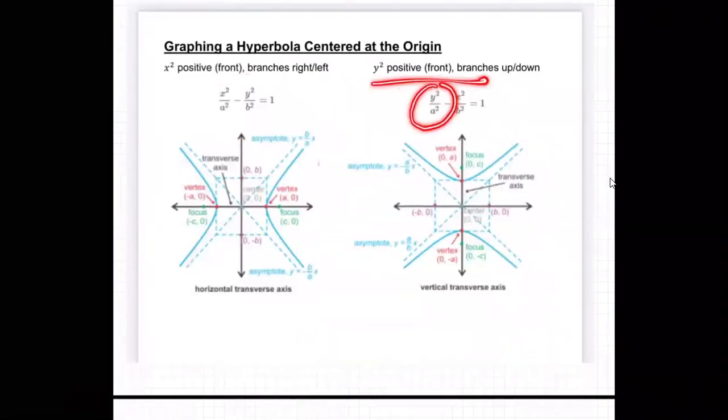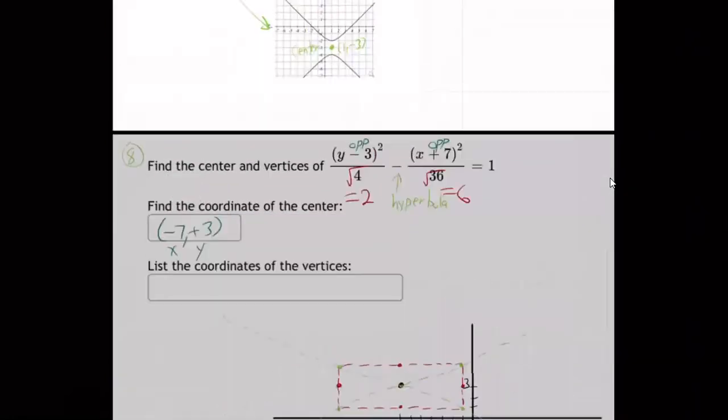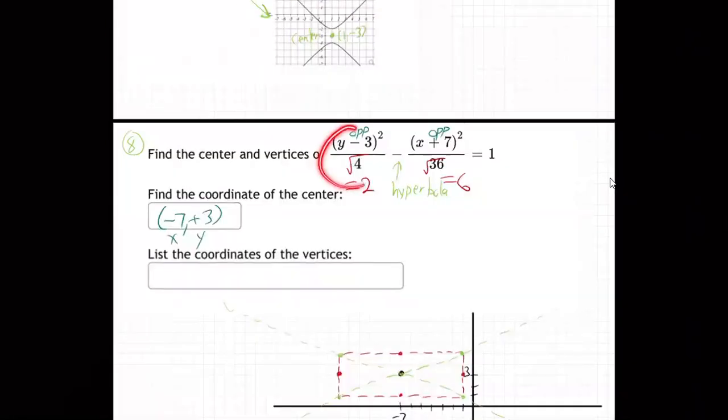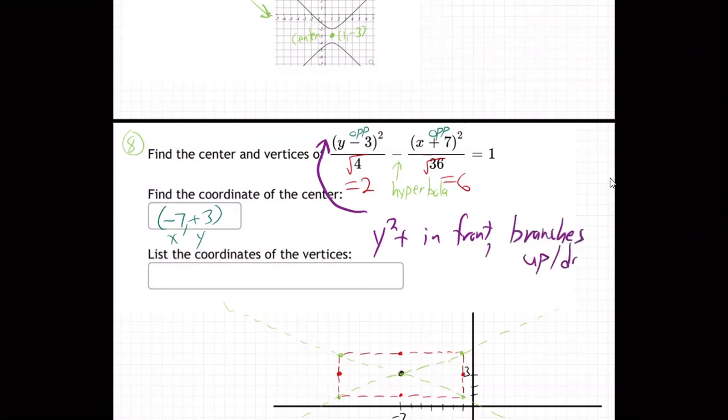If y squared is positive in the front, branches go up, down. What do we have? Y squared. So we have, let's write that. We have y squared positive in the front, right there, whereas the x squared is negative. See, the x squared has a negative on him. The y squared is positive in the front, so that means the branches go up and down.